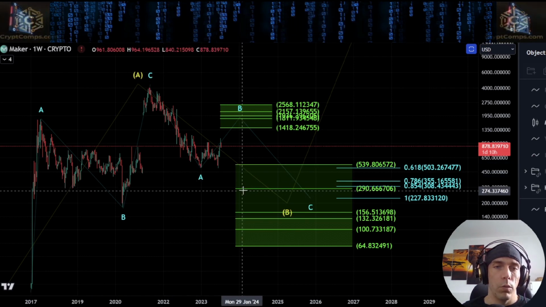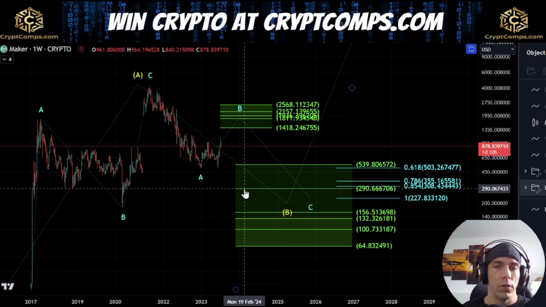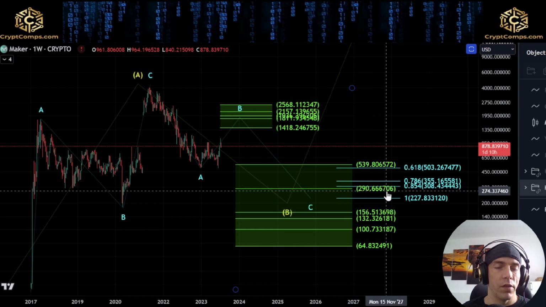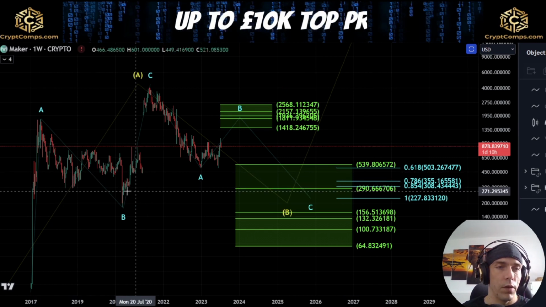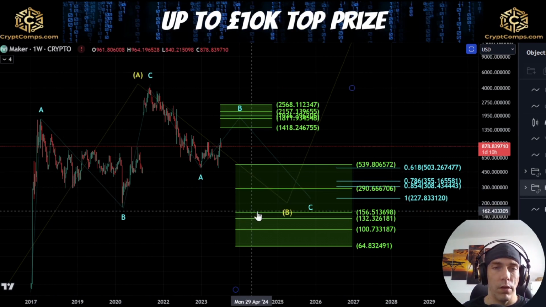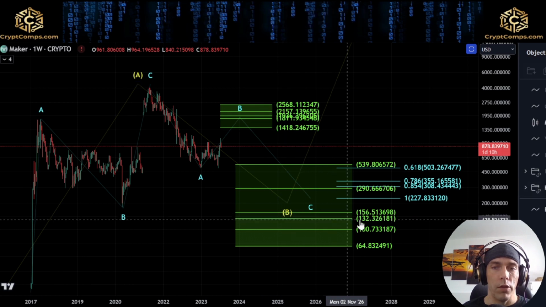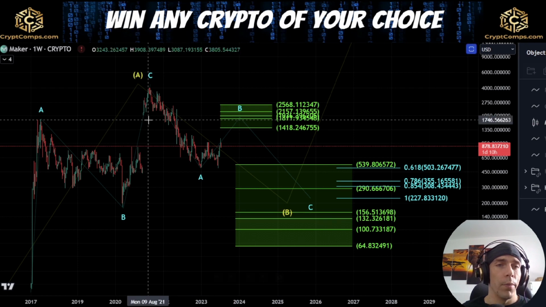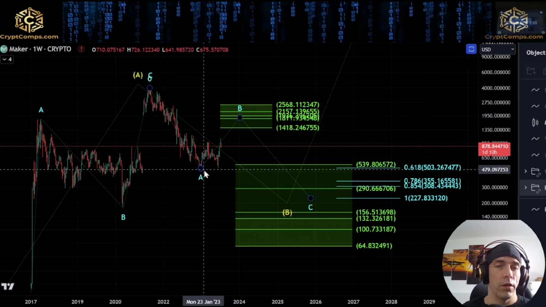So because of that, I will be also looking for the potential that towards this 50%, if we do move down here towards this 290.666, that potentially we could see this actually come back and retest some of these levels, as well as that we do have this lower range here of this golden pocket at this 156 to this 132 area. Now there are a few ways of actually counting this.